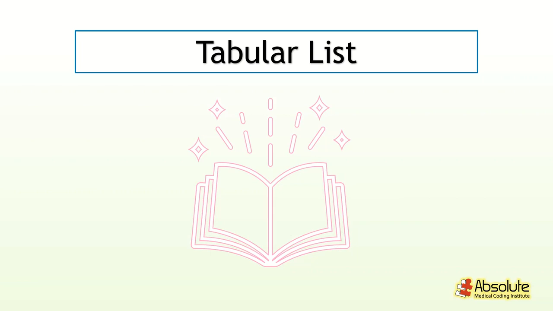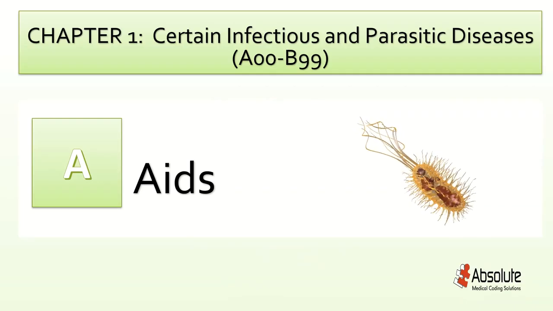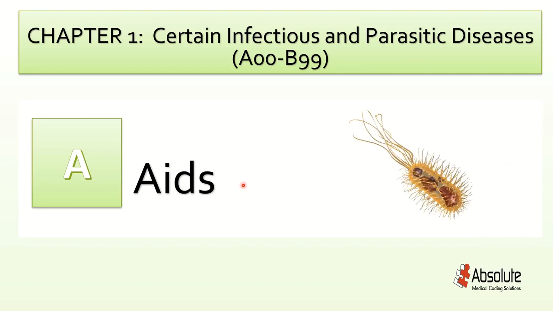Now let's start with the letter A. In Chapter 1, the category codes begin with the letter A. You will find all infectious diseases in this chapter.